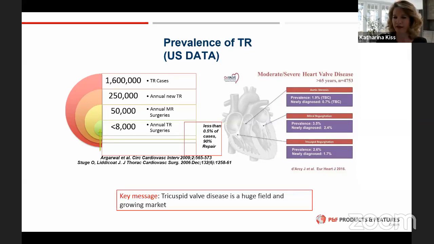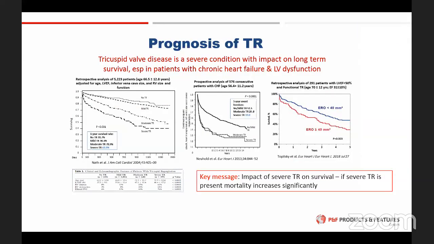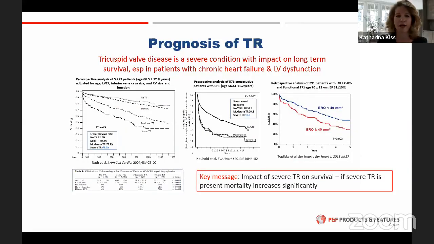If we look at the prevalence compared to aortic stenosis and mitral regurgitation, yes, mitral is the biggest field, but tricuspid regurgitation is almost as big as aortic stenosis. So we have a huge field and a lot of patients that need our attention. Why is it important? Why do we want to treat TR? If we look at those studies, then we have to acknowledge that tricuspid valve disease is a severe condition with an impact on long-term survival, especially in patients with chronic heart failure and left ventricular dysfunction.